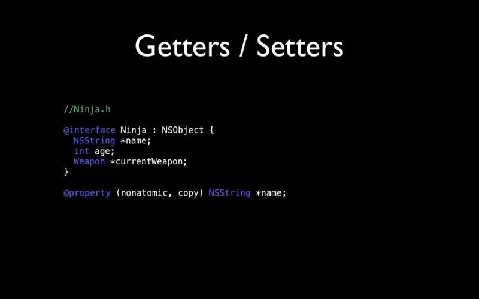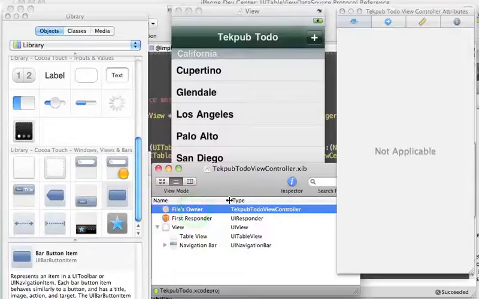So in this case, we're creating a property. We're giving it some specifiers for behavior, which I'll talk about in a second, which is an NSString pointer for name. If you recall from the last episode, is the type of file that this manages. In this case, TechPub to do view controller, and that was the view controller we were just writing code in.